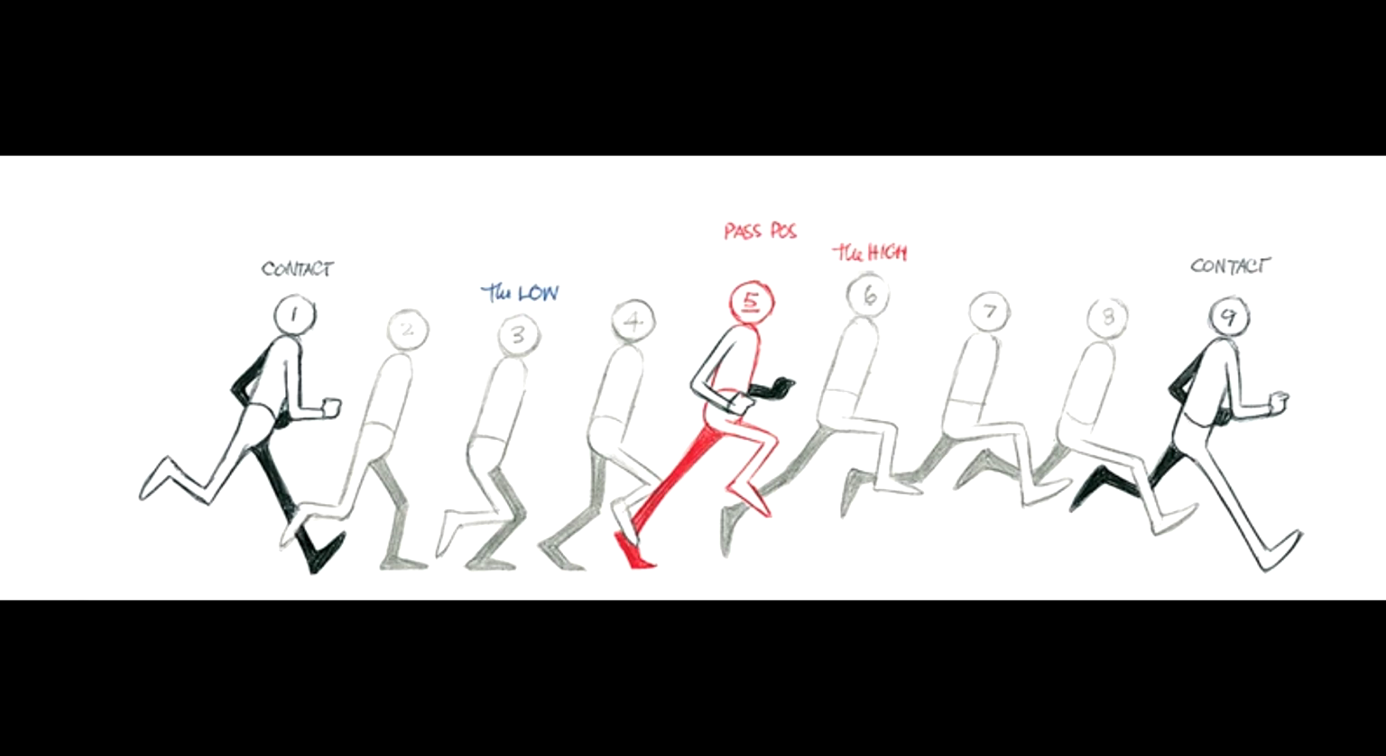So we have the contact at frame 1, 9 and 17, the down pose at frame 3, passing at 5, the high pose at 6, and 7 and 8 are off the ground. So let's take this into Maya.